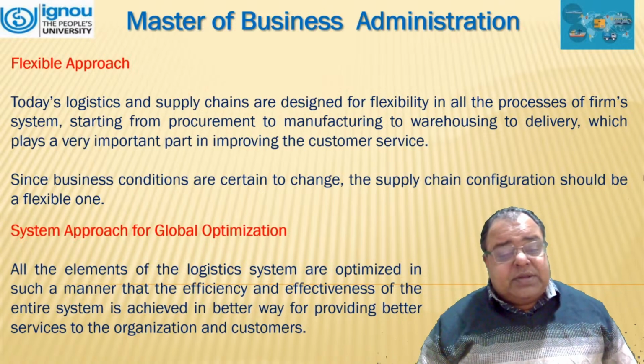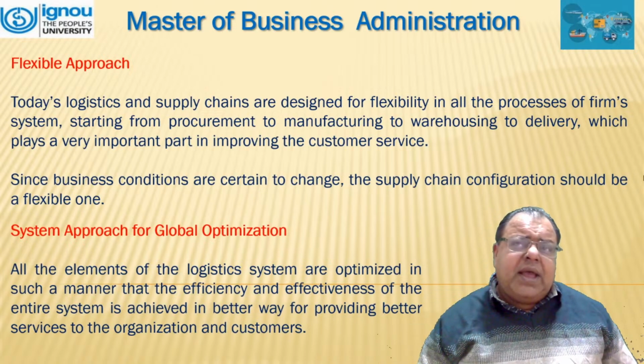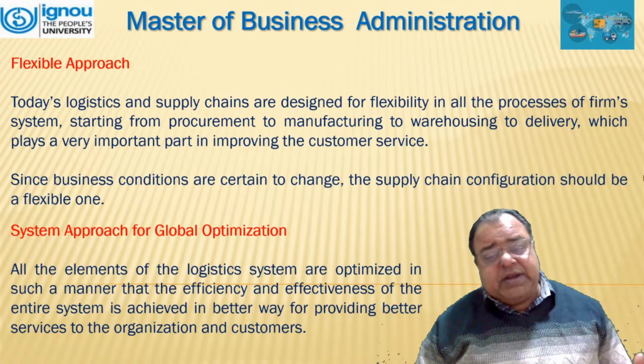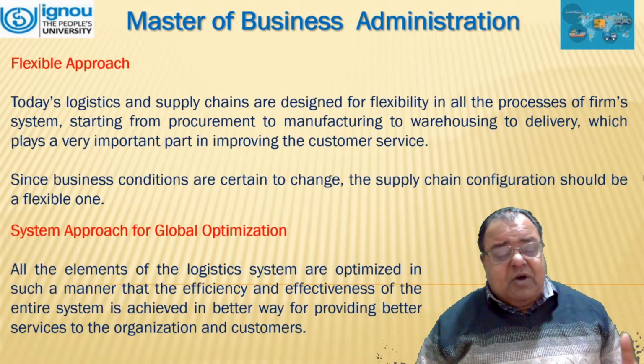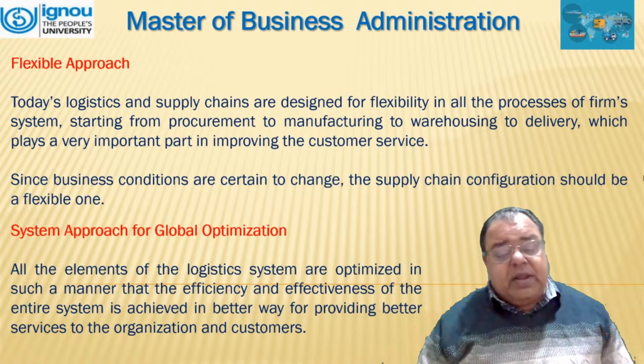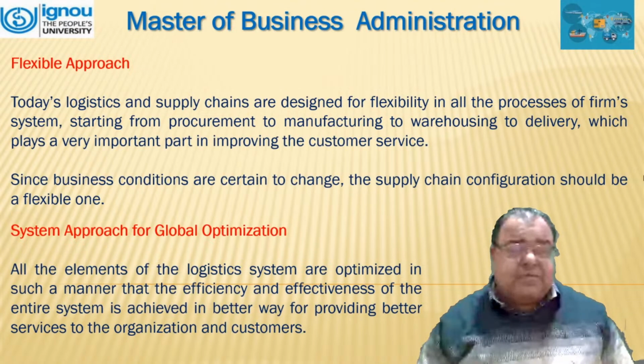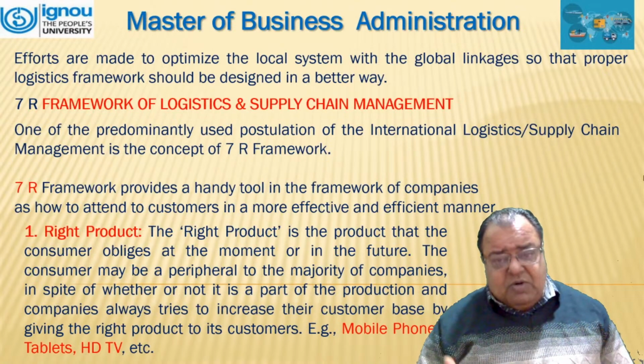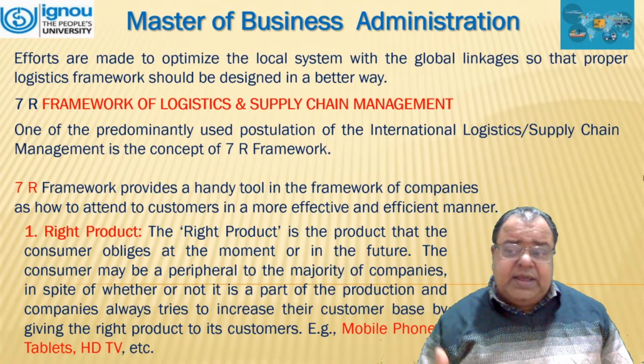System approach for global optimization. All the elements of the logistics system are optimized in such a manner that the efficiency and effectiveness of the entire supply chain is key for providing better services to the organizations and customers. Efforts are made to optimize the local system with the global linkage so that a proper logistics framework can be designed in a better way.